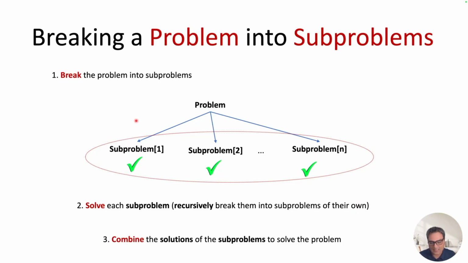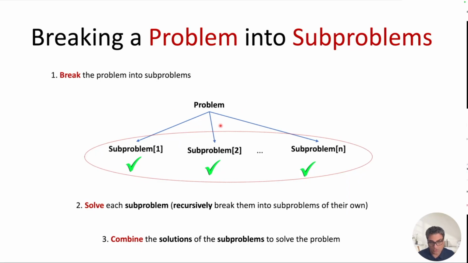So in practice, in computer science, oftentimes when people talk about breaking a problem into subproblems, it is very likely that you're actually using recursion. And that involves calling the same function multiple times with different parameters, and then combining the solutions of each of these subproblems to get to the solution of this problem.